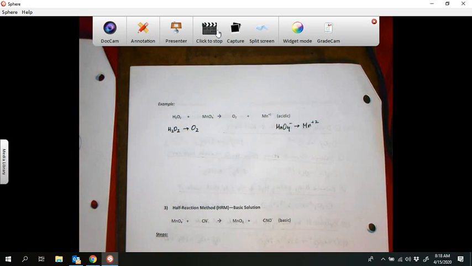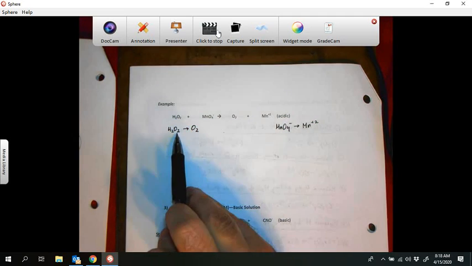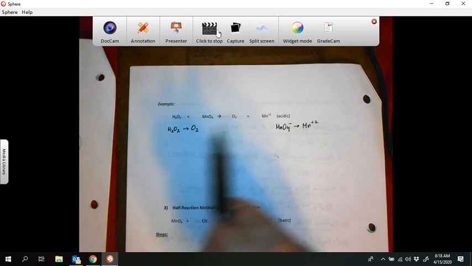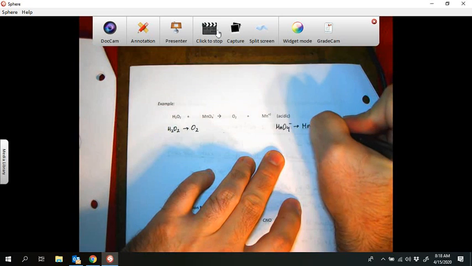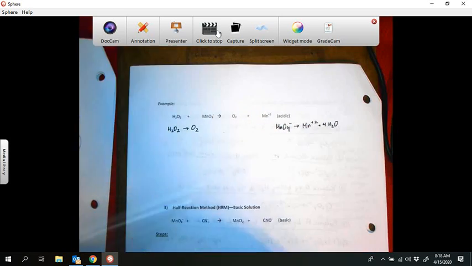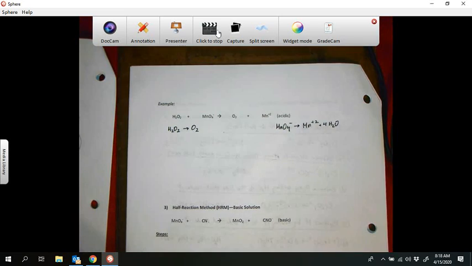Our second step was to look at oxygens and balance oxygens by adding water to whatever side needs it. Here we have 2 oxygens on each side, so we're good. But over here, we need to add 4 H2O to the product side to balance our oxygens.